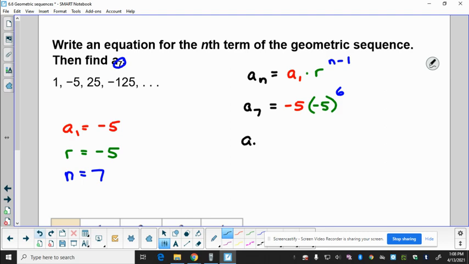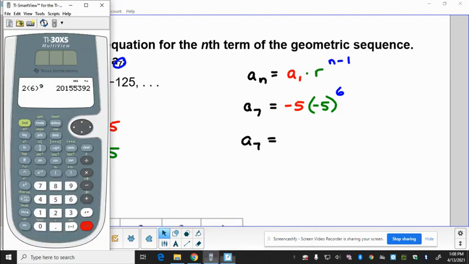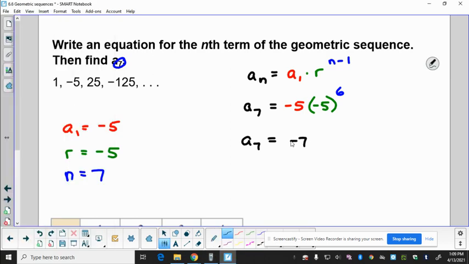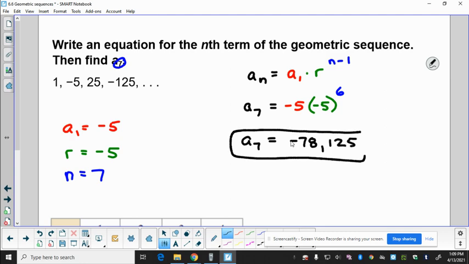So let's see, what is that answer? Let's go to our calculator and try this out. It'll be -5 times -5, use your exponent key, 6 power, -78,125. All right, there we go.